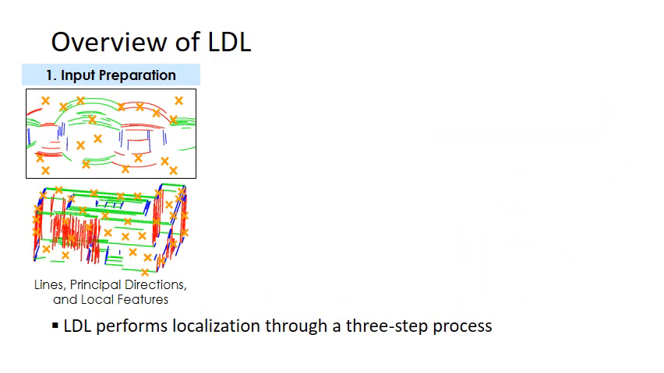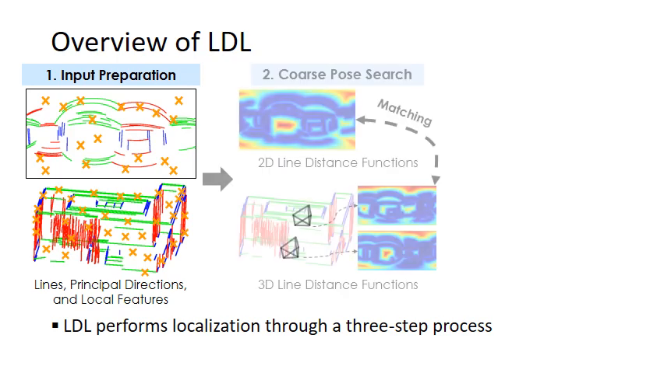LDL performs localization through a three-step process. First, LDL extracts lines, principal directions, and local feature descriptors from the panorama and point cloud. The entire process is fast and efficient, and provides sufficient cues for a robust and accurate localization.